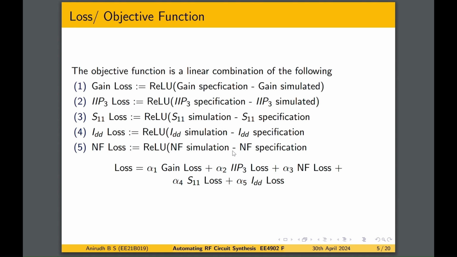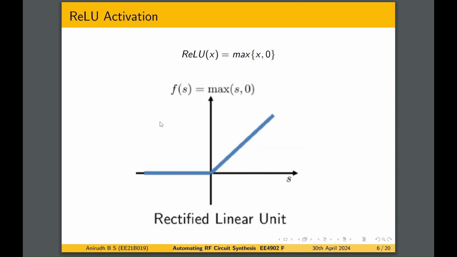The loss or objective function used in this project is as follows. We use the ReLU activation function. The ReLU activation function is defined as max of x comma 0. That is, it takes the value of x if x is greater than 0, and it takes the value 0 if x is less than 0.